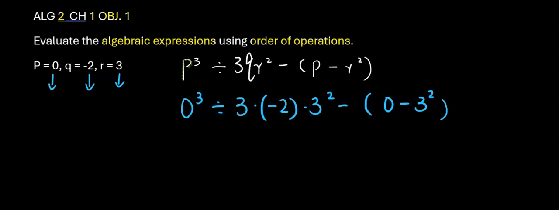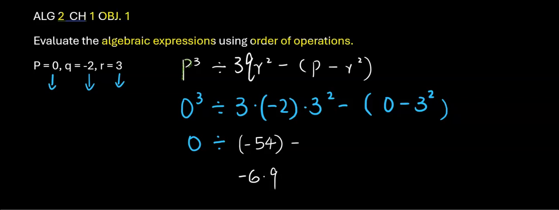Now, let's work it out. 0 to the third power, still 0. Divided by 3 times negative 2. We're going to put our little notes here. 3 times negative 2, that is negative 6 times 3 squared. That is 9. So we have negative. You can put a little parenthesis here if you want to. So negative 54.